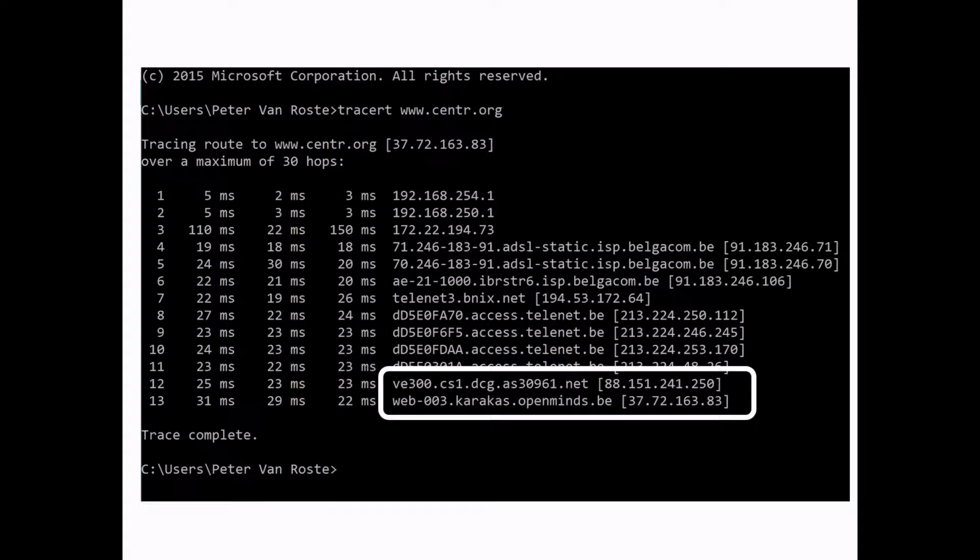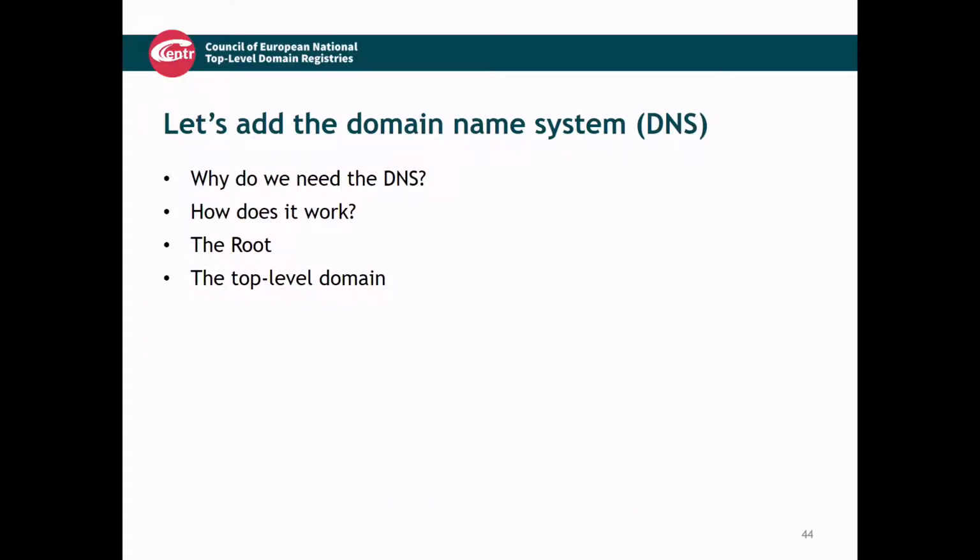We're not crossing the Atlantic because the CENTR servers are in Belgium too, in a city called Ghent. And so there is where a traceroute ends. So this is the journey that the packets will make the moment we initiate a connection with the CENTR website. These are all the hops that the information travels through.